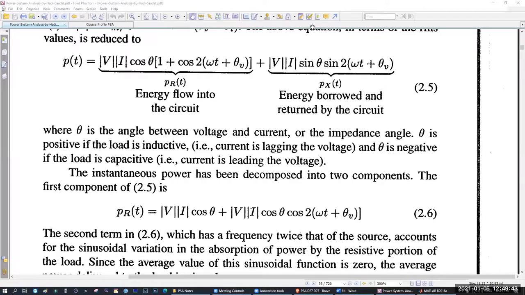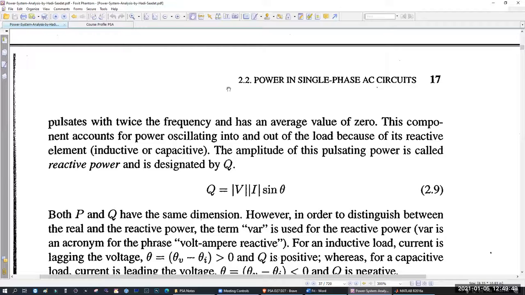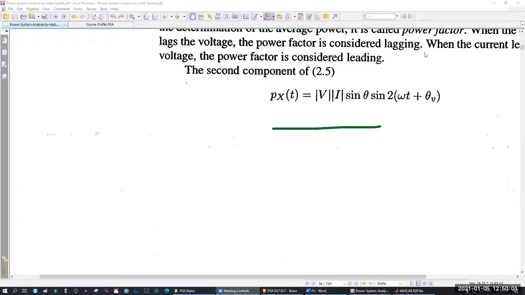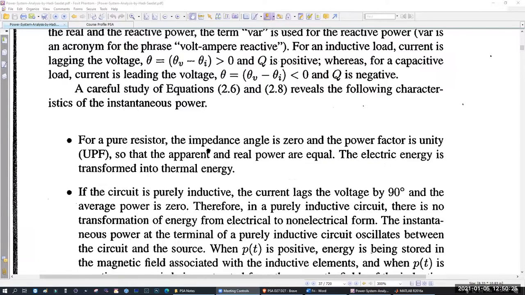PXT. PXT is this one. Since your sinusoidal part is zero on average, this part will become eliminated. Then what happens? You have Q is equal to VI sine theta. This is also called reactive power. So real power P is VI cos theta, reactive power Q is VI sine theta. So you already know it. Now let's do a math.